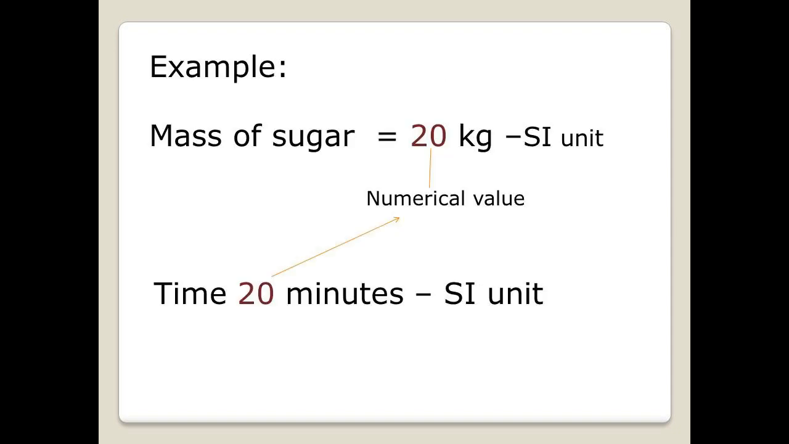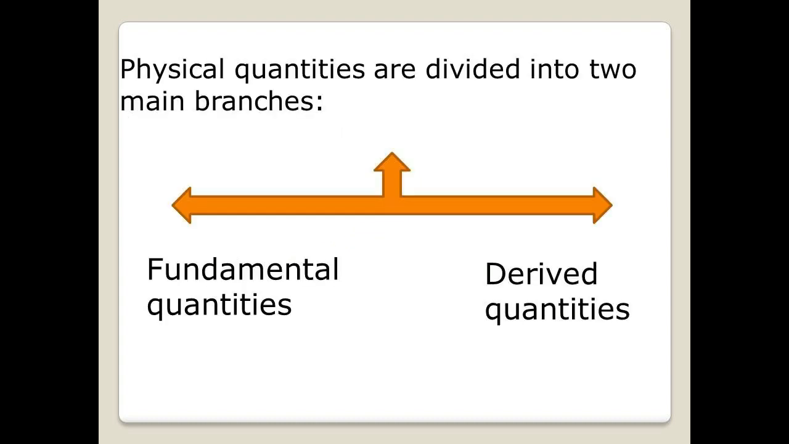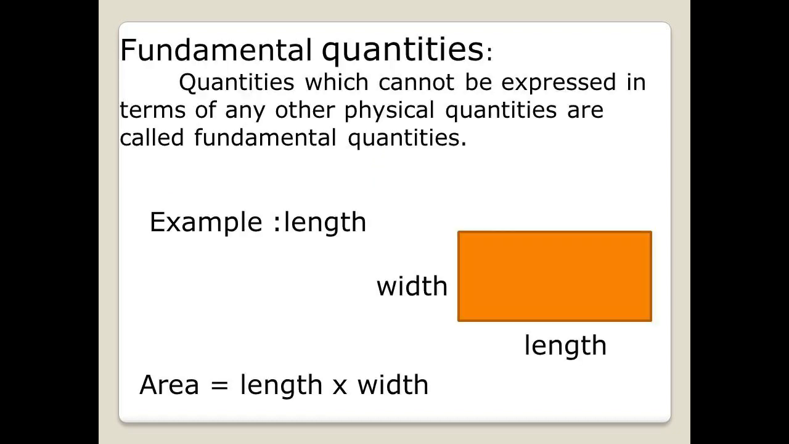Let's consider mass of sugar is equal to 20 kilograms. Here 20 is the numerical value, so that is the size. Kilogram is the SI unit. Next, 20 minutes. So 20 is the numerical value, the size, and minutes is the SI unit. Now these physical quantities are divided into two main branches. One is fundamental quantities, another one is derived quantities.